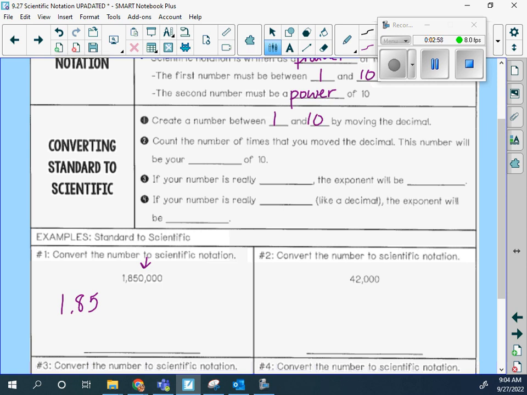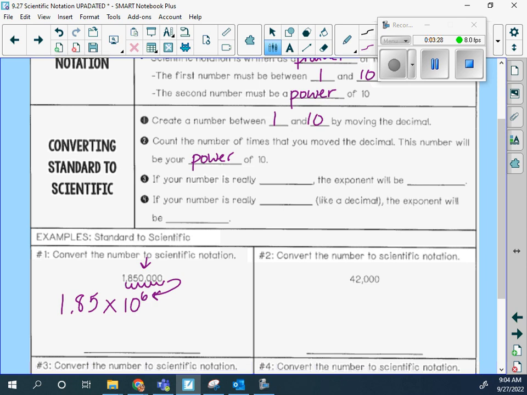Number 2, count the number of times that you moved the decimal. This number will be your blank of 10. Power, that's right. Okay, and so the way I do this is I see where the decimal was originally. It was at the end, correct? So I moved it 1, 2, 3, 4, 5, 6 places. So that becomes my power of 10. So that's going to be times 10 to the 6. The number of bumps that I did becomes my exponent.